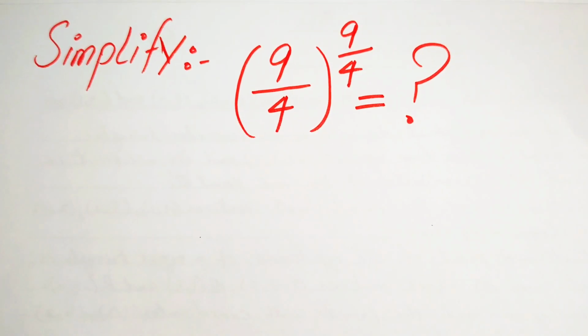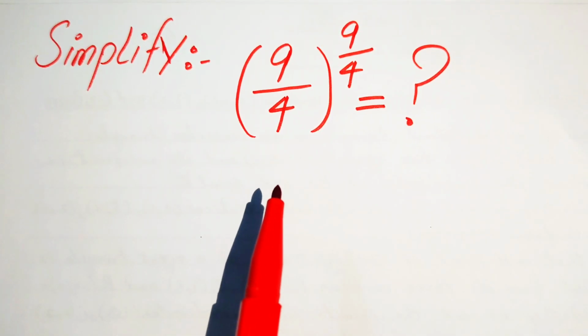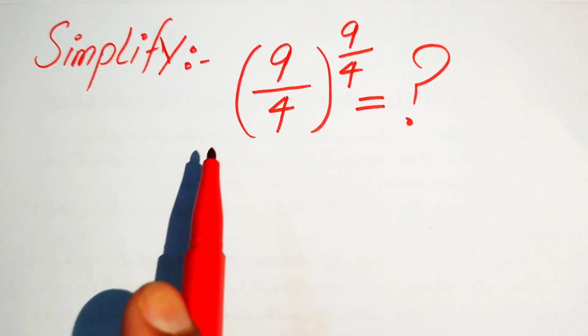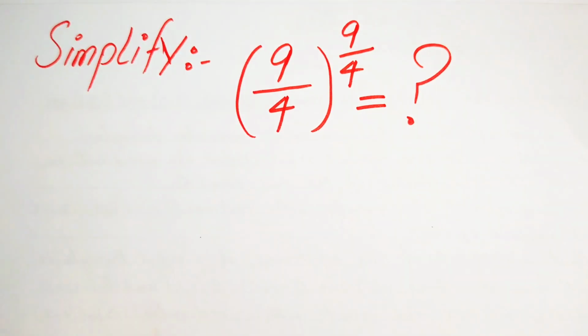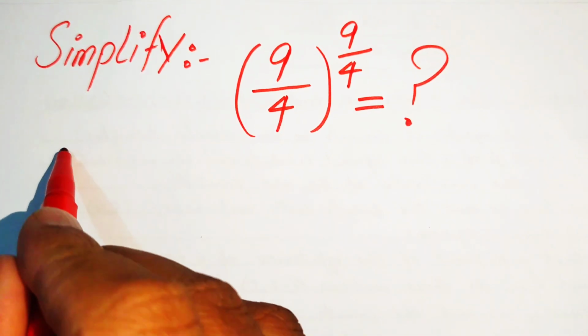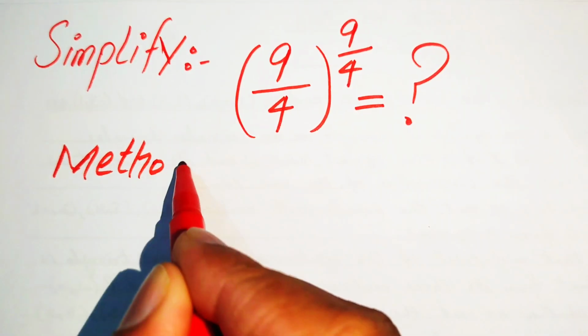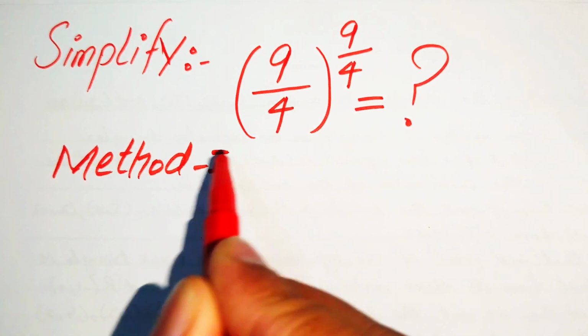Hello everyone, welcome to write this nice algebraic expression into the simplified form. So here we have 9 over 4 to the power of 9 over 4. Now we solve this problem by two methods. First, we discuss our first method.